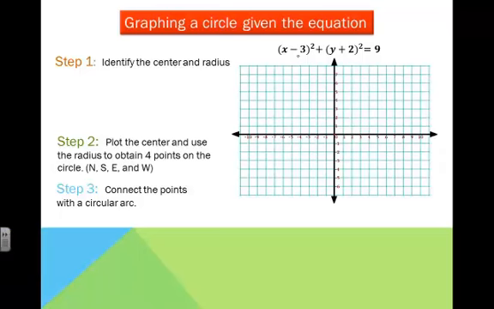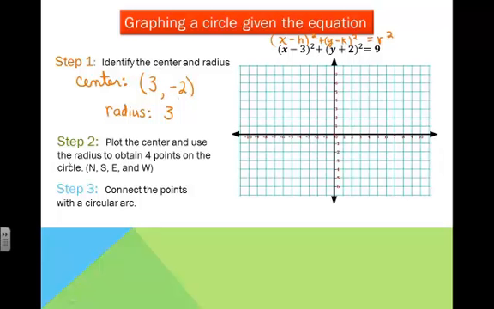So, identify the center of the circle. Well, we have to identify what h and k are. It's (x − h) quantity squared, so that means h is 3. Plus (y − k) quantity squared, so that means k is negative 2. That's how we got the plus 2. Equals r squared. And so that means our radius is 3, because 9 is the radius squared.